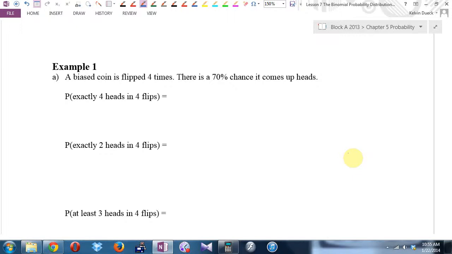A rigged coin is flipped four times. Now, normally there's a 50% chance of a coin coming up heads, but this one is a biased coin. It's a rigged coin, so there's a 70% chance of it coming up heads.